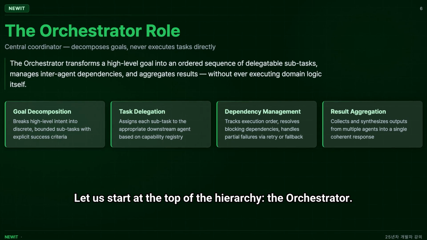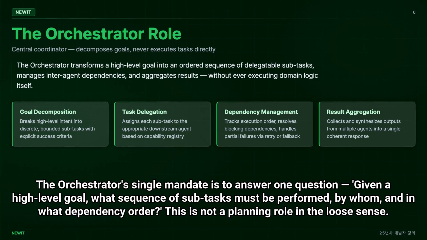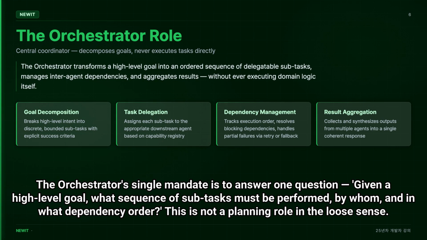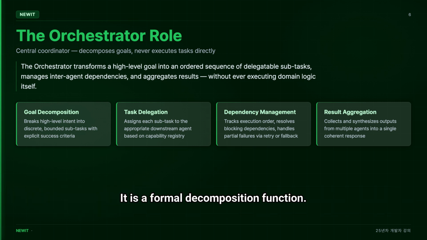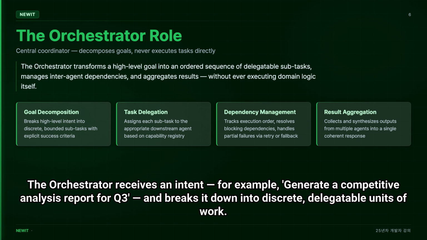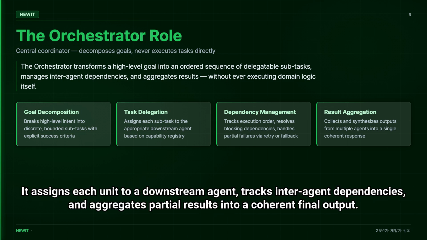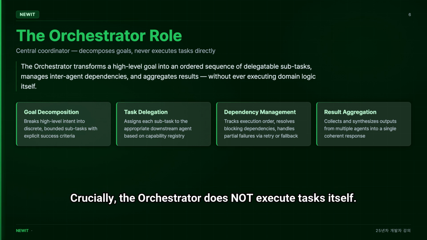Let us start at the top of the hierarchy, the orchestrator. The orchestrator's single mandate is to answer one question: given a high-level goal, what sequence of subtasks must be performed, by whom, and in what dependency order? This is not a planning role in the loose sense. It is a formal decomposition function. The orchestrator receives an intent, for example, generate a competitive analysis report for Q3, and breaks it down into discrete, delegatable units of work. It assigns each unit to a downstream agent, tracks inter-agent dependencies, and aggregates partial results into a coherent final output. Crucially, the orchestrator does not execute tasks itself.